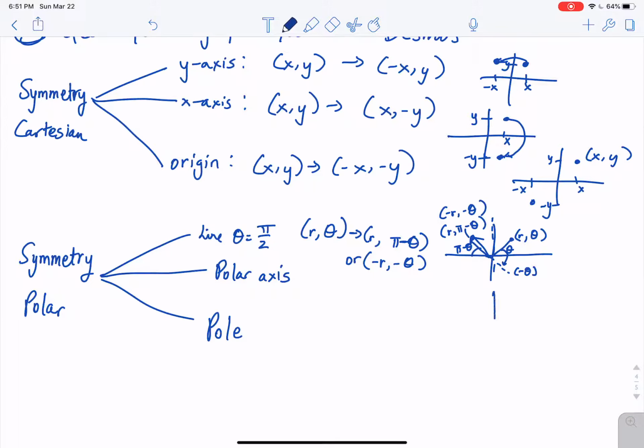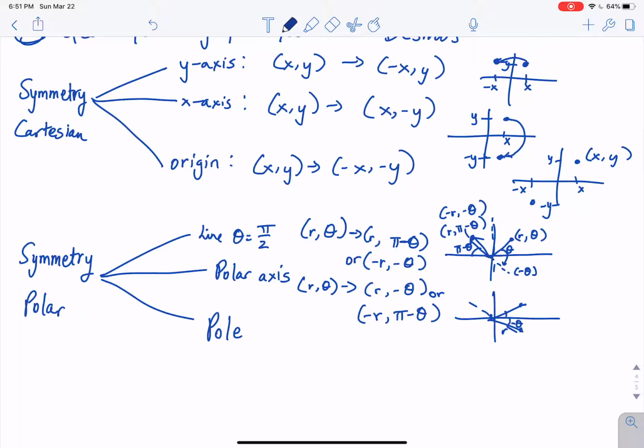For the polar axis, I have a point and I want it to go down here. That's the same r, but negative theta. So (r, theta) can be (r, -theta), or it could be (-r, pi minus theta). So negative r and then pi minus theta also works.